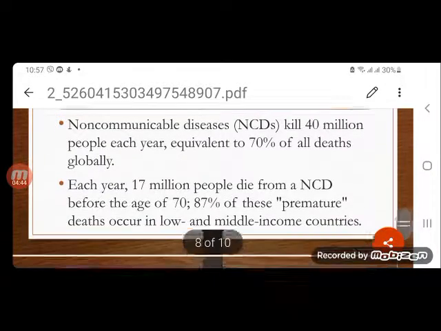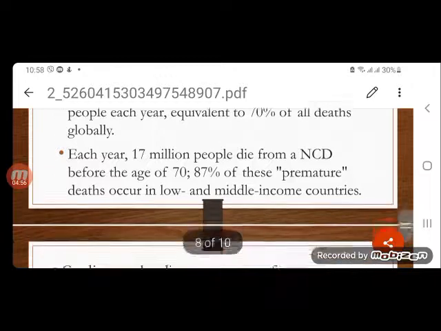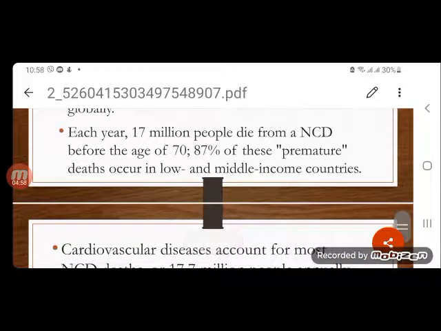Okay? Each year, 17 million people die from a non-communicable disease before the age of 70. 80% of these premature deaths occur in low and middle income countries because of less investigation and less access for them. Early detection of non-communicable disease is by screening.